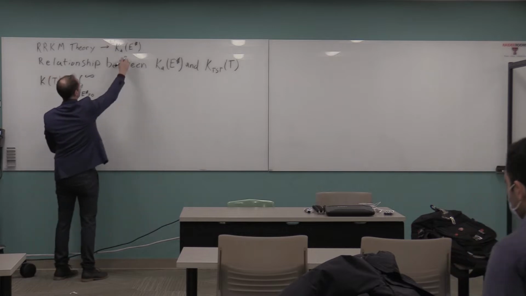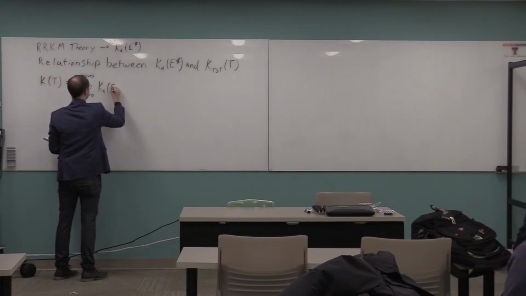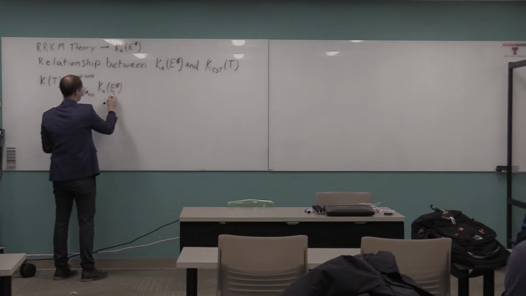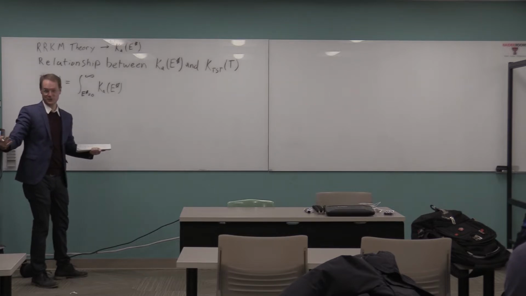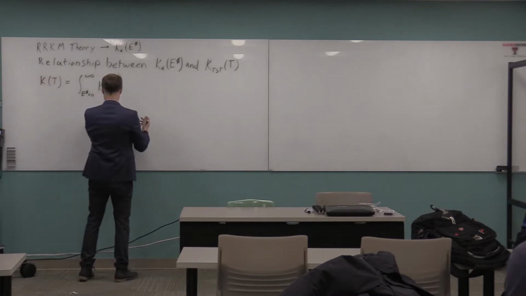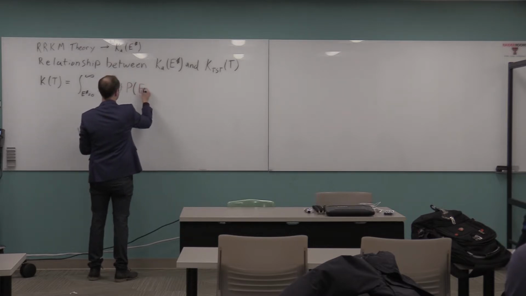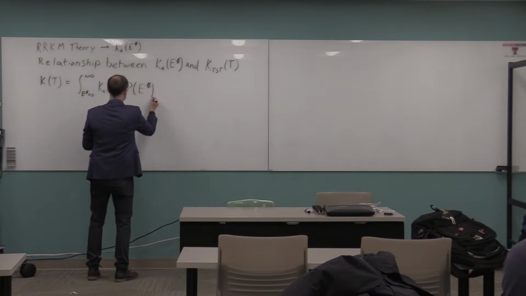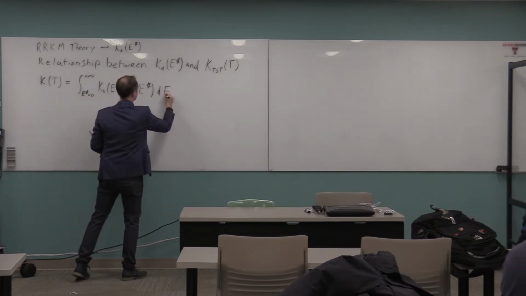And we want to take this quantity Ka of E star, right? So what's the rate at that energy? And then we need to multiply that by the probability of the system having that energy when it's at a certain temperature. And so for now I'll just call that P of E star, right? This is the probability of having energy E star. And we want to integrate over all possible energies.